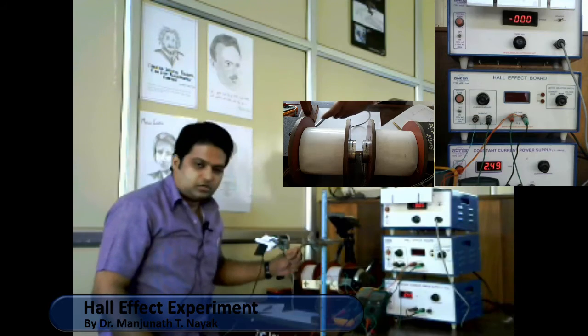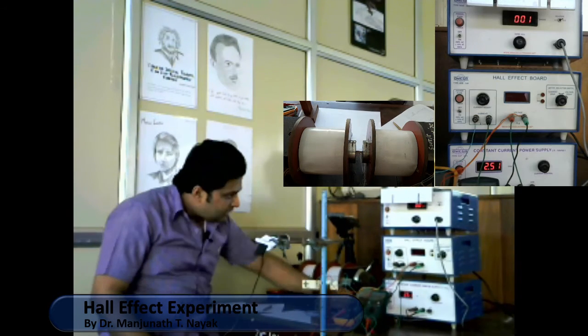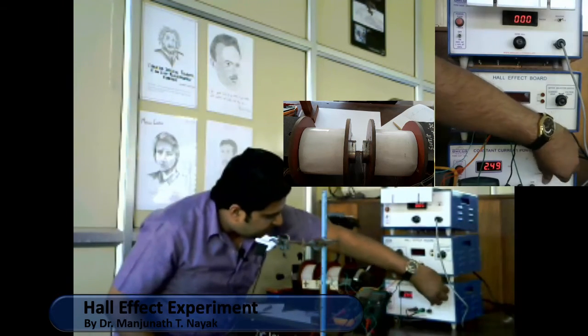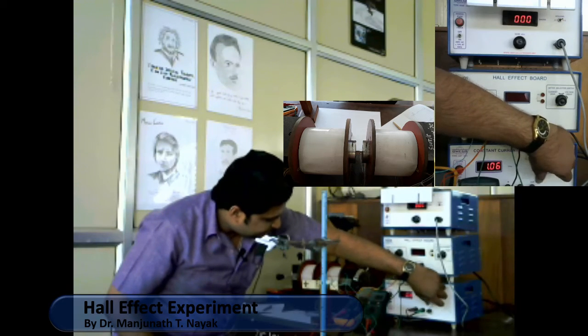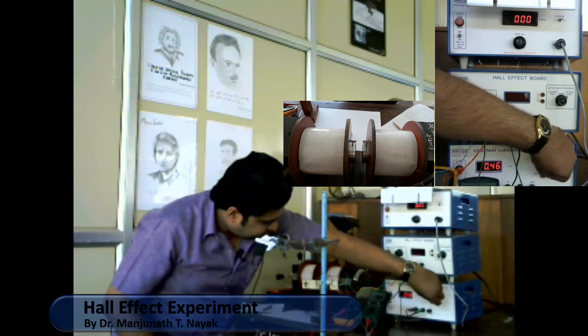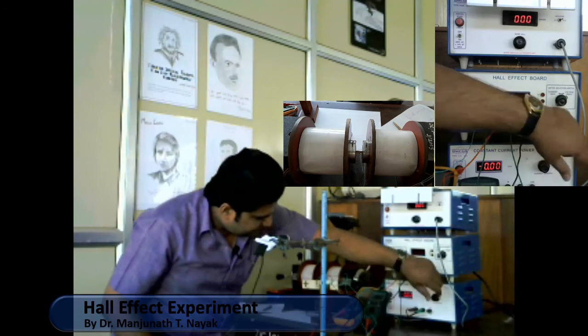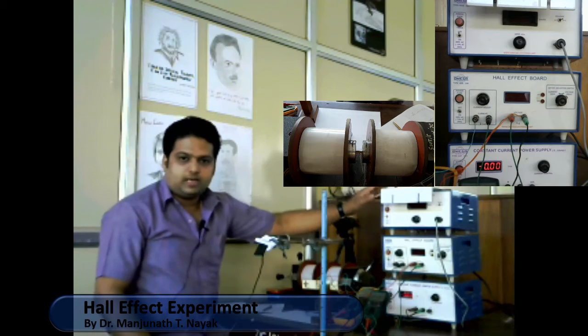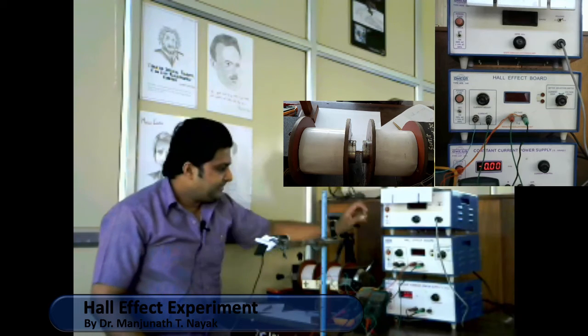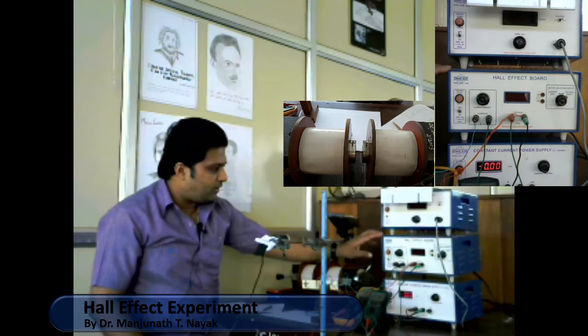the Gauss probe aside. We don't need it. Also, we can bring the current back to 0. And after bringing the current back to 0, I think we can just switch this off. We are done with the Gauss meter. All right. Now what we will need is a Hall effect board.